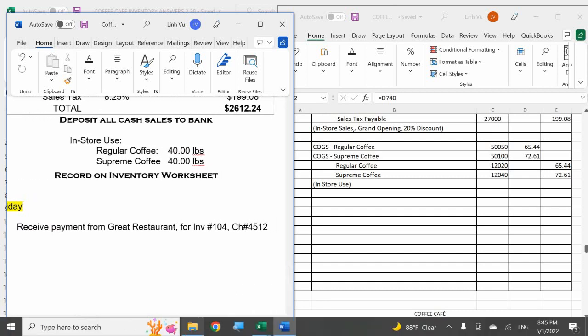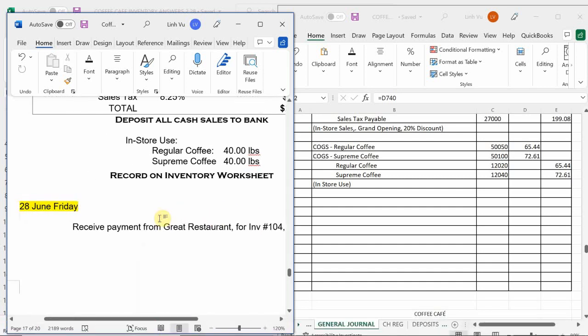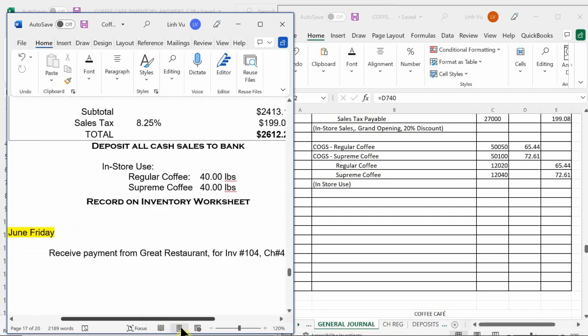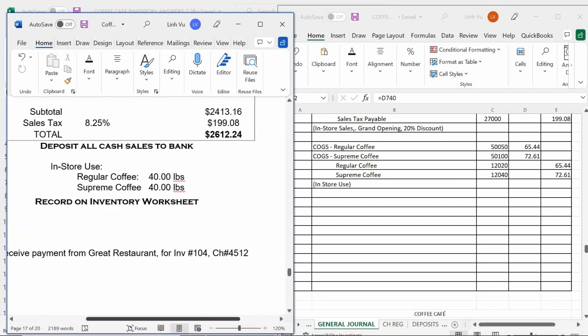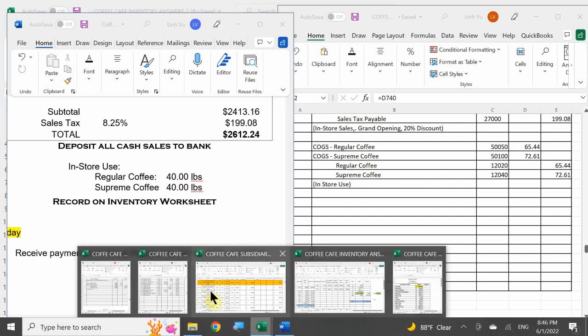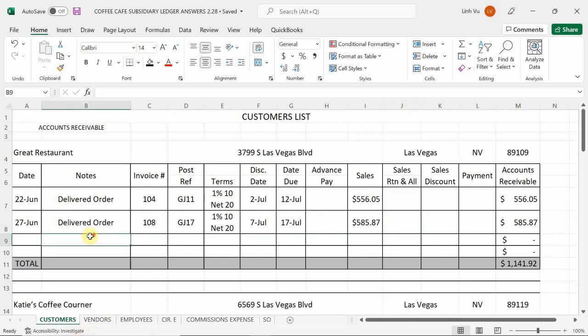Okay, it doesn't tell you how much it is, but that's okay. Let's see how much that invoice was for. So in this case, he must have paid the entire amount for invoice number 104. So how do we do that? We're going to go to our customers list to check out Great Restaurant's invoice number 104.